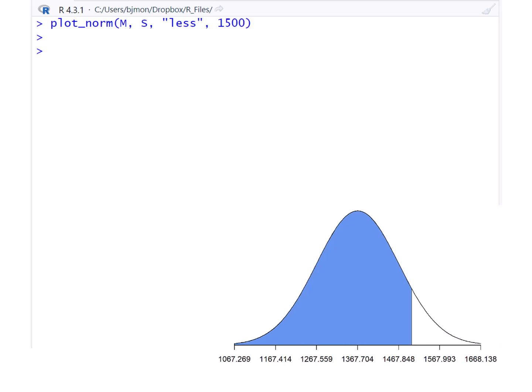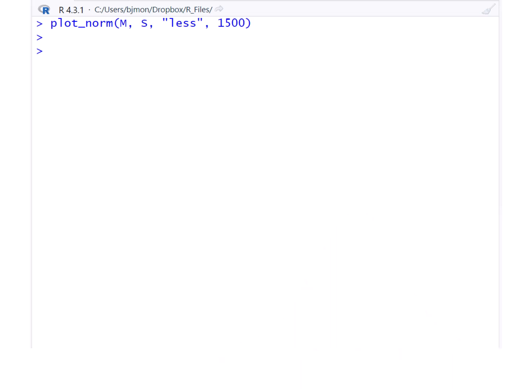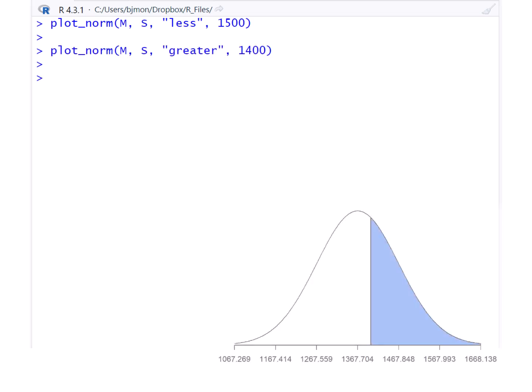Earlier, we also found that the proportion of brain weights greater than 1,400 is about 0.37353. Let's visualize this area.